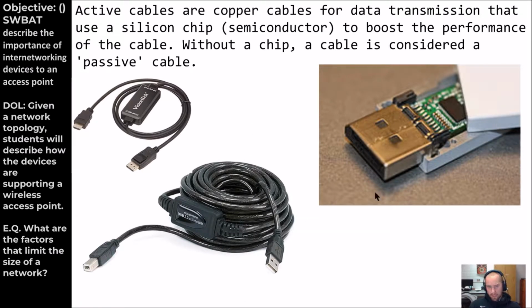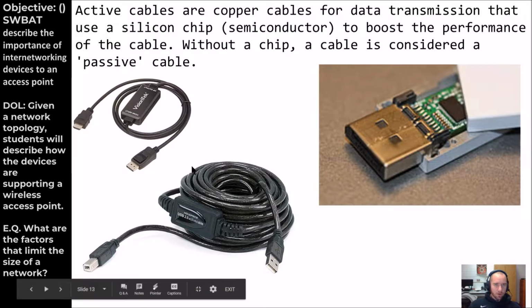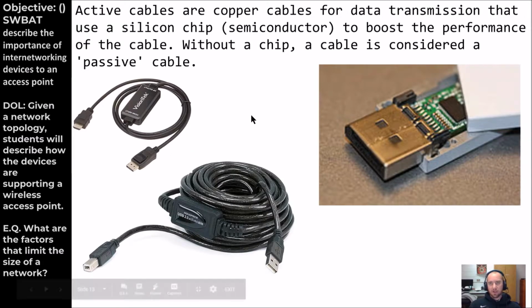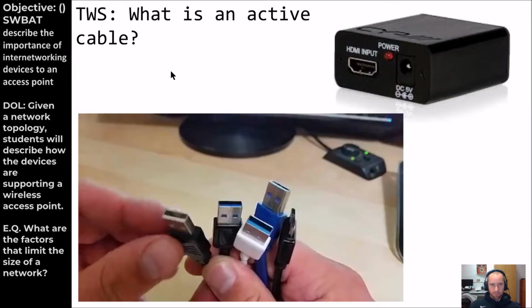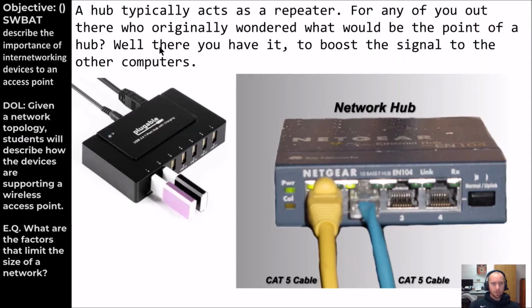And all USBs, if you were to break them open like this, have a little chip like that there. But if you broke this one open, you're going to see another semiconductor that is designed to boost the cable's performance. So that's why this cable is called an active cable. It's actively boosting the signal. While if you see regular ones at your house or at the school, these are just passive cables. And you might be able to take a cable and plug it into something like this to make it an active cable when it was originally a passive one. So specifically, what is an active cable in your own words?